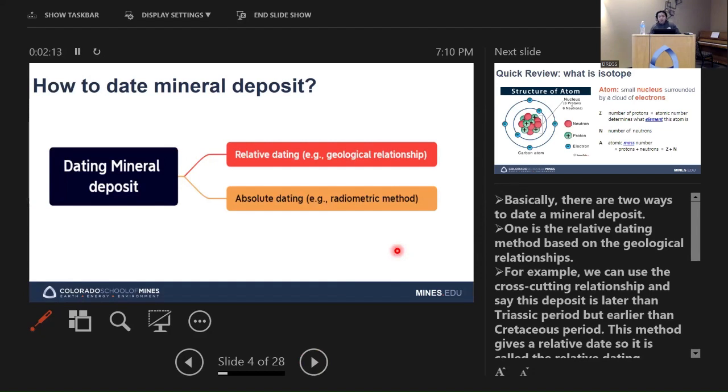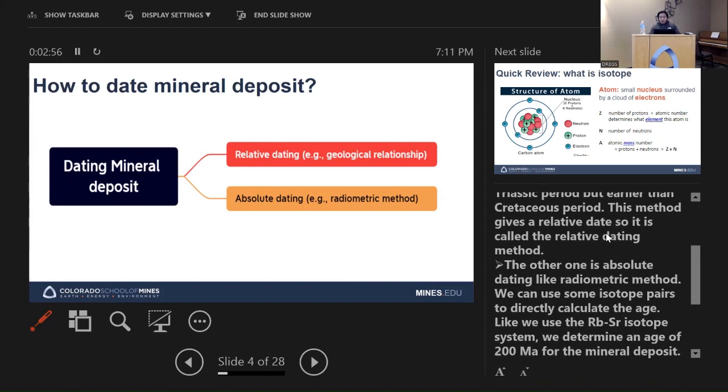Basically, there are two ways to date a mineral deposit. One method is called relative dating. For example, we can use the cross-cutting relationship of the geological bodies to date a mineral deposit. Based on the cross-cutting relationship, we can say this mineral deposit is later than the Triassic period, but earlier than the Cretaceous period. So this method gives you a relative age. This is called the relative dating method.